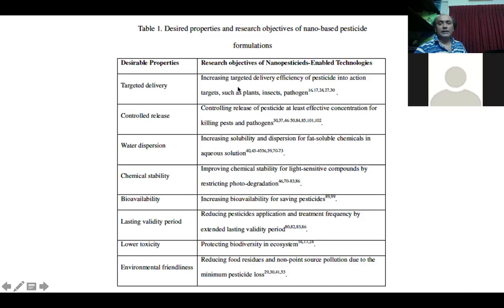nanotechnologies, for example, increasing the targeted delivery efficacy of pesticide to action targets such as plants, insects, and pathogens. Controlling the release of pesticide at the least effective concentration for killing pests and pathogens, if controlled release. Increasing solubility and dispersion for fat-soluble chemicals in aqueous solution. Chemical stability: improving the chemical stability of light-sensitive compounds by restricting photodegradation. Bioavailability: increasing bioavailability for saving pesticide.